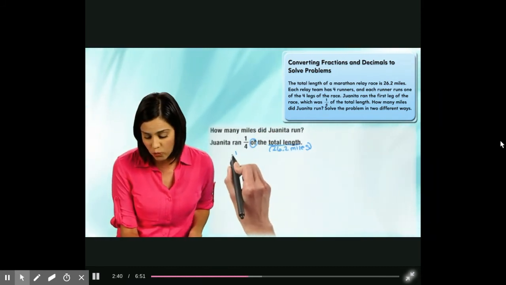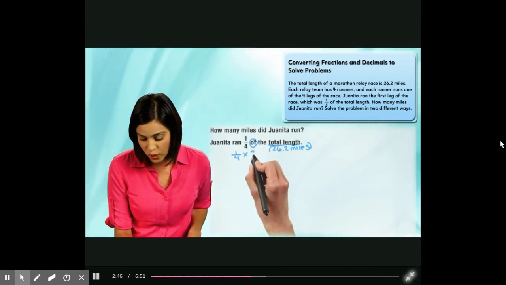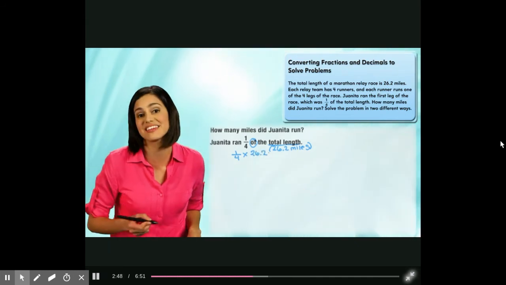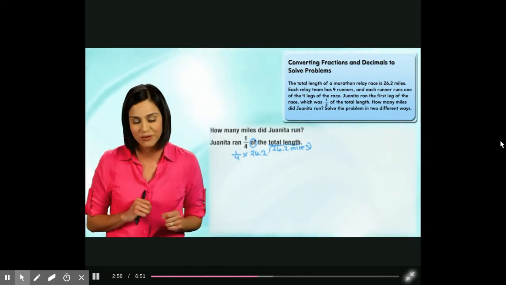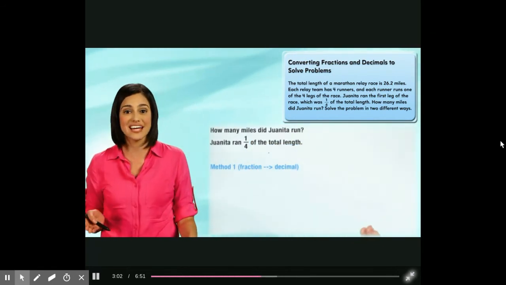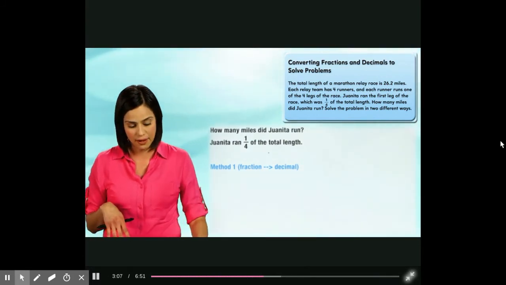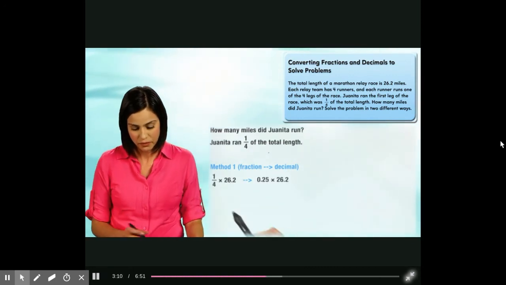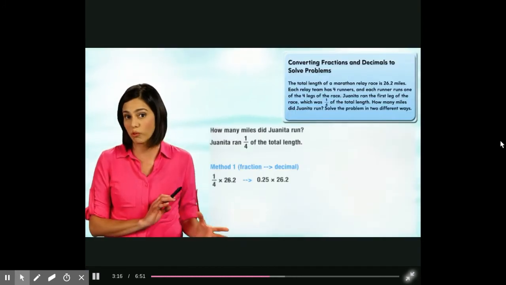There's different ways to do this, and we're going to see 2 methods right now. And one method is to change the fraction to a decimal, because we want just decimals when we're multiplying for this method. So we have 1/4 times 26 2/10, which was what we had set up. And 1/4 can be written as a decimal as 0.25. Here we have our new multiplication, which is equivalent to this one.